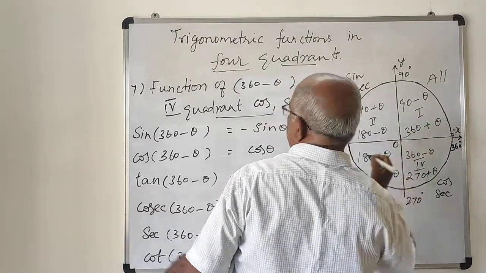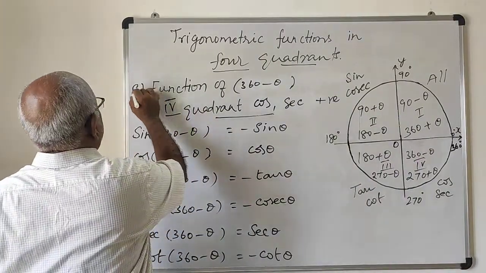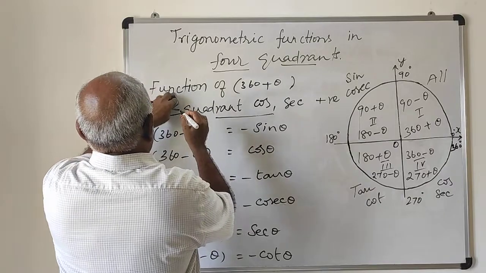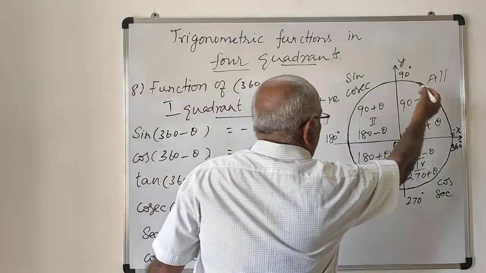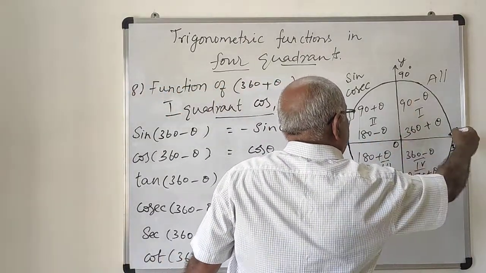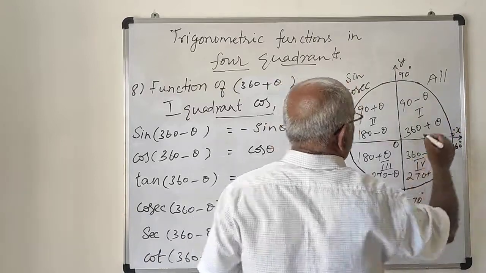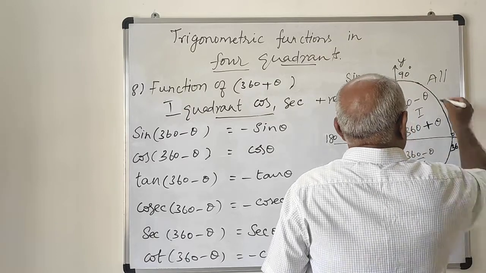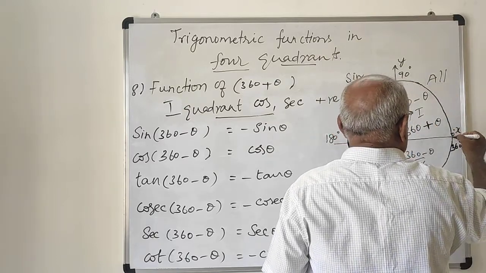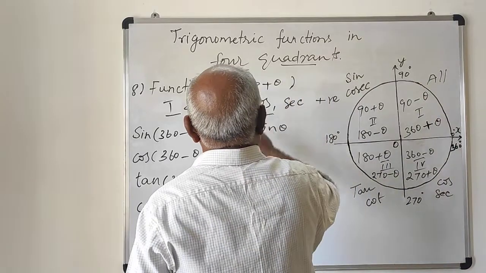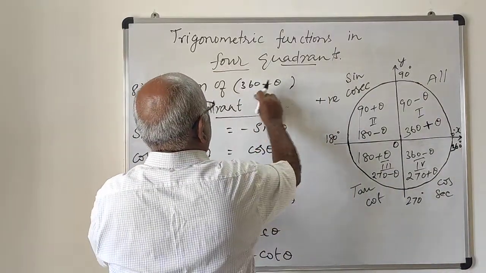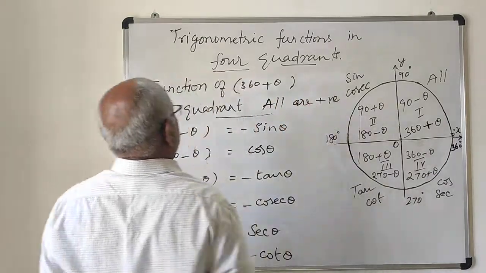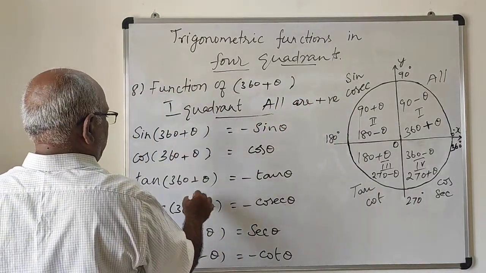theta. Now I am going to consider the functional values of 360 plus theta. It is once again round one. Here the first cycle is completed. After completing a circle, 360 plus is again in the first quadrant. In the first quadrant, all functions are positive. All are positive. Therefore, very simple.